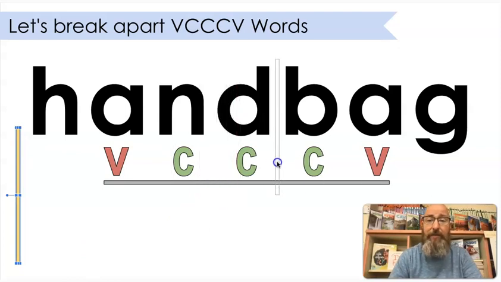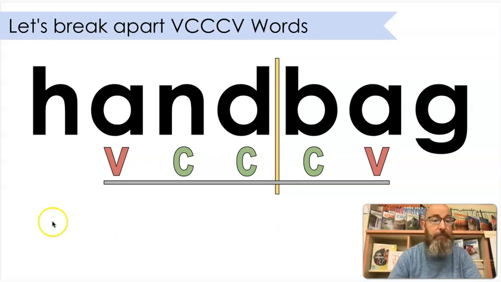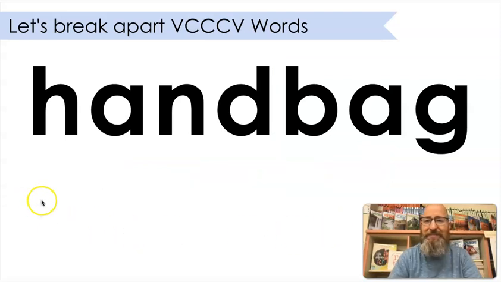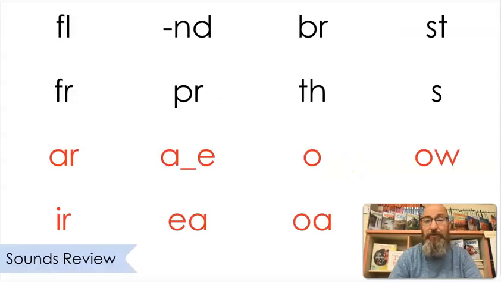So I'm going to try it. See what happens. Hand bag. Handbag. That's actually a compound word. It's 2 words made 1. So what's the word again? Handbag. Very good. Now let's go over some sounds we've already learned.